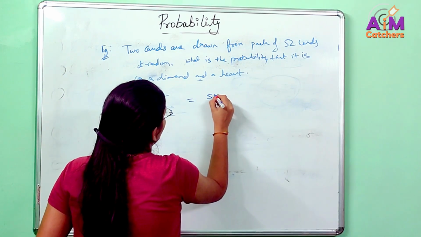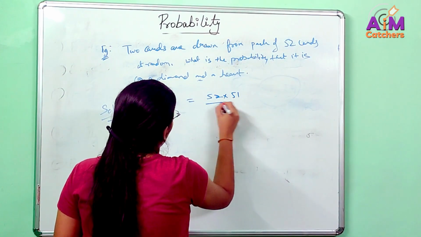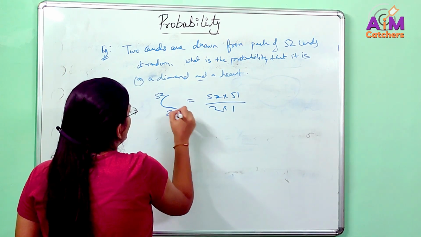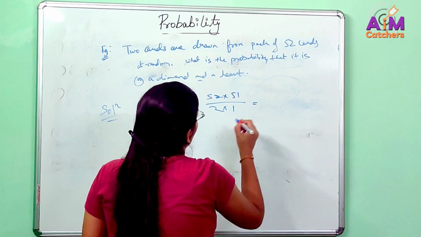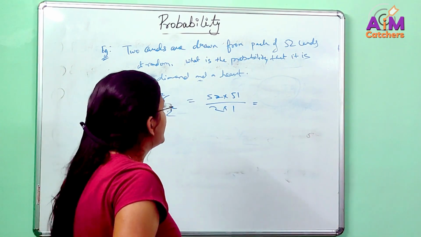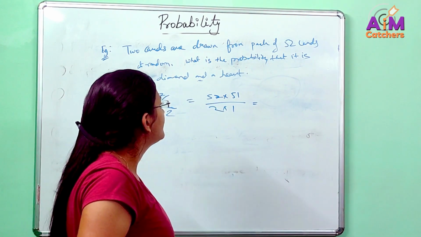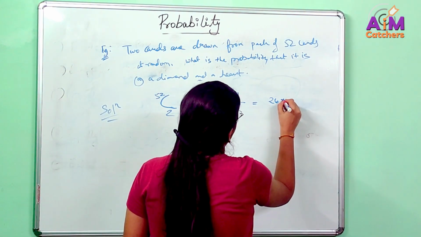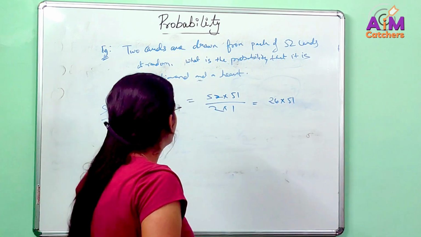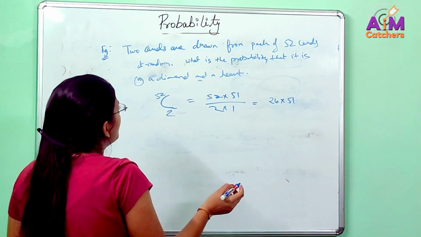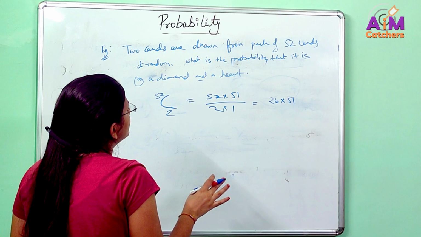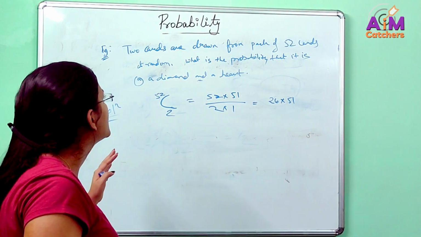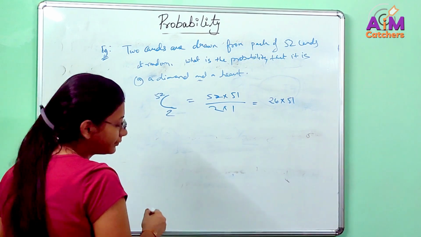Solving it, you will be getting 52 into 51 by 2 into 1. This is the formula of combination. 52C2 is represented this way. If you have studied the combination, calculate 52 into 51 by 2 into 1. You will get 26 into 51. Okay. Now these are the possible number of outcomes.